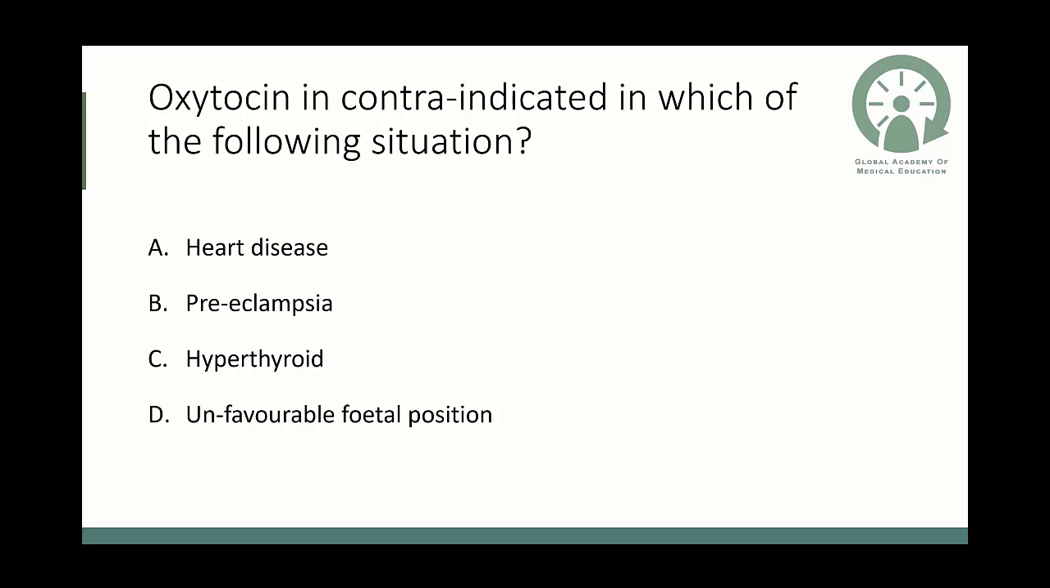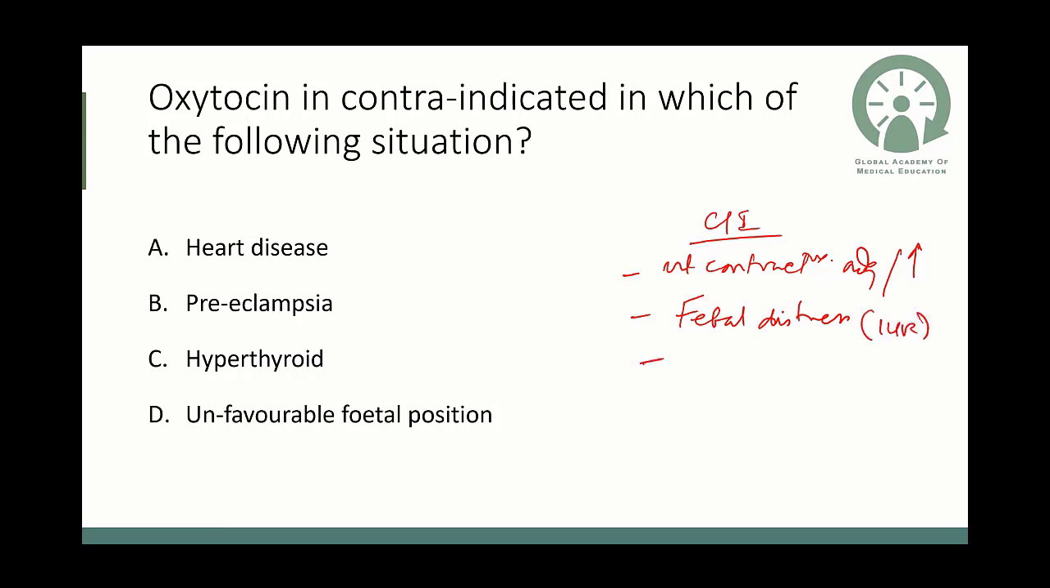So the basic contraindication of oxytocin is when the uterine contraction is adequate or more, there is hyperstimulation. Then when there is fetal distress, whenever fetal distress happens, the first part of intrauterine resuscitation is to stop any oxytocin, right? Then of course, when vaginal delivery is not possible, that is one indication for not giving oxytocin.